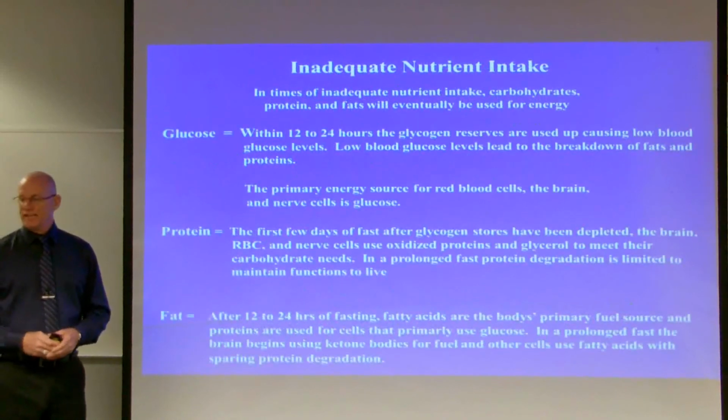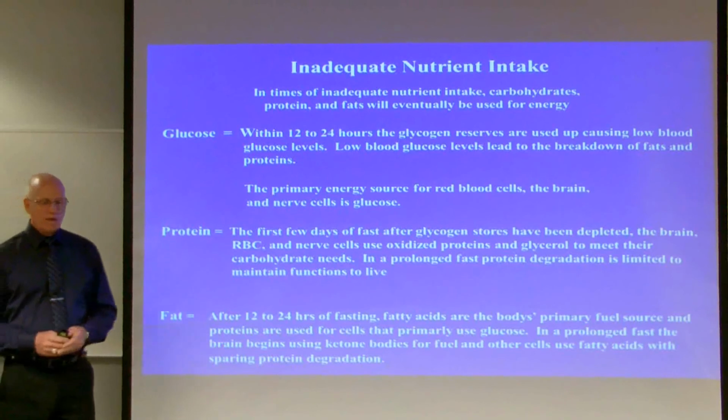So inadequate nutrient intake. In times of inadequate nutrient intake, carbohydrates, protein, and fats will eventually be used for energy, each one of them. Glucose: within the first 12 to 24 hours, the glycogen reserves are used up, causing low blood glucose levels. Low blood glucose levels lead to the breakdown of fats and proteins. And then the protein: in the first few days of fast, after glycogen stores have been depleted, the brain, red blood cells, and the nerve cells use oxidized protein and glycerol to meet their carbohydrate needs. And in a prolonged fast, protein degradation is limited to maintain the functions to live.